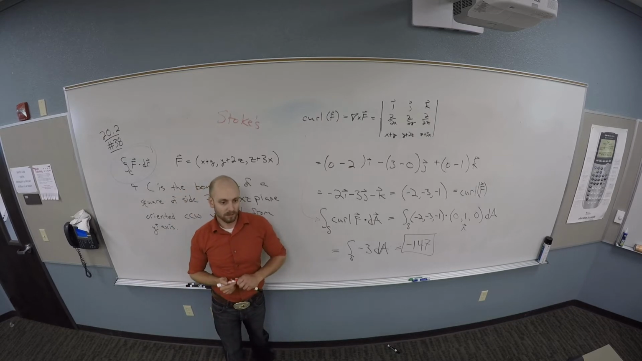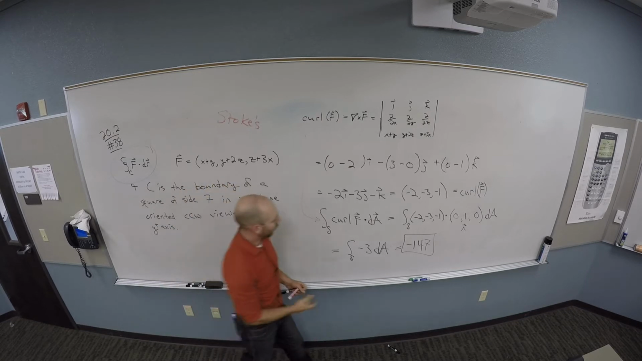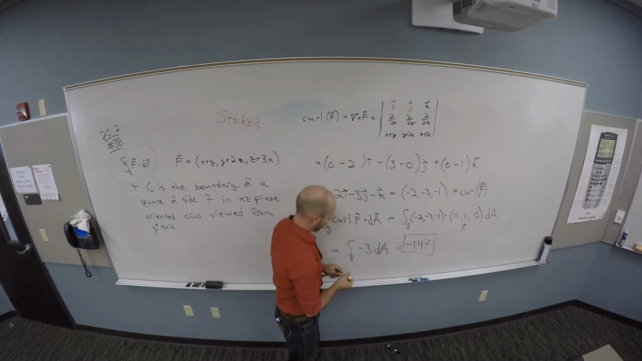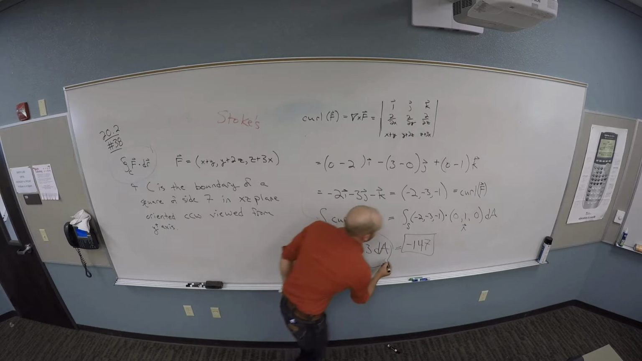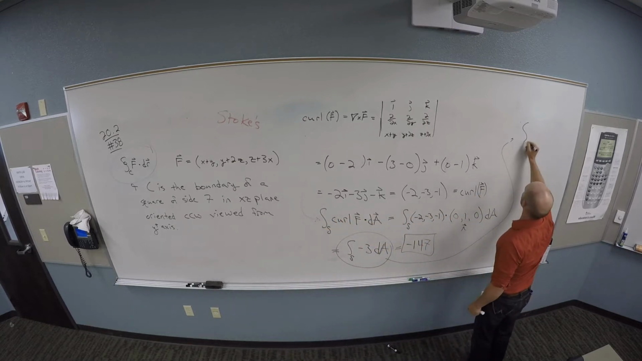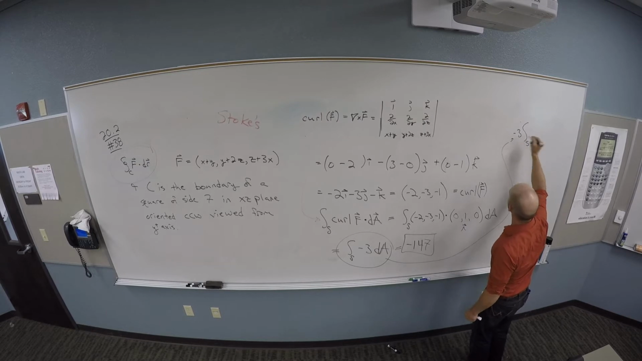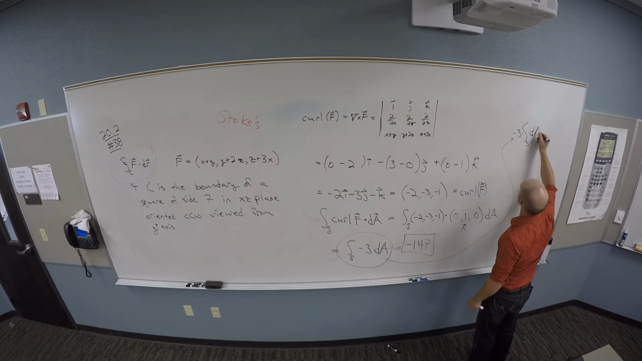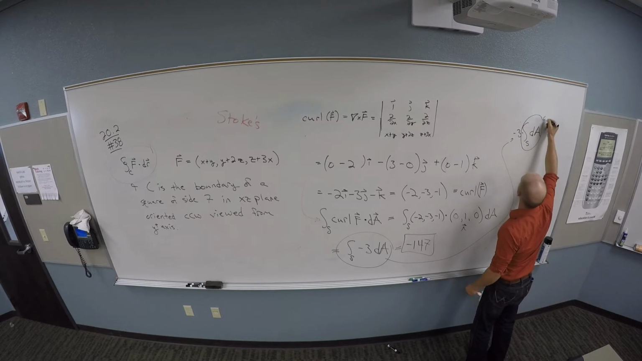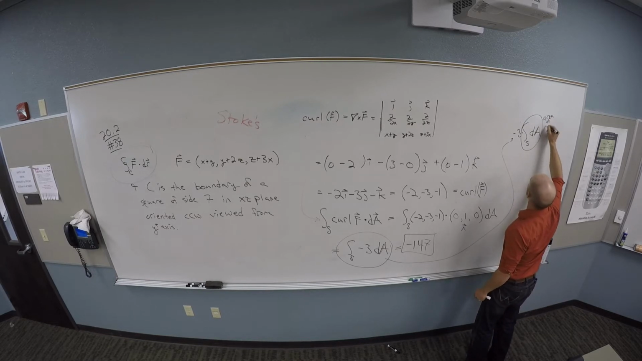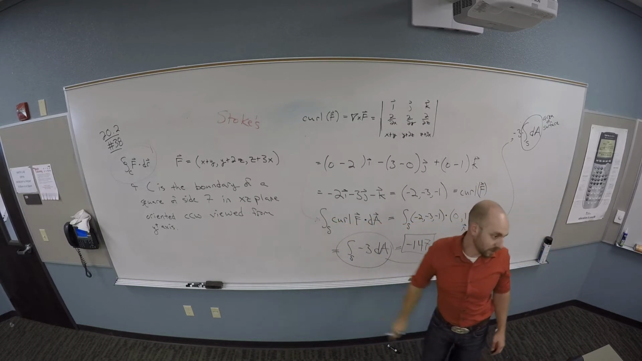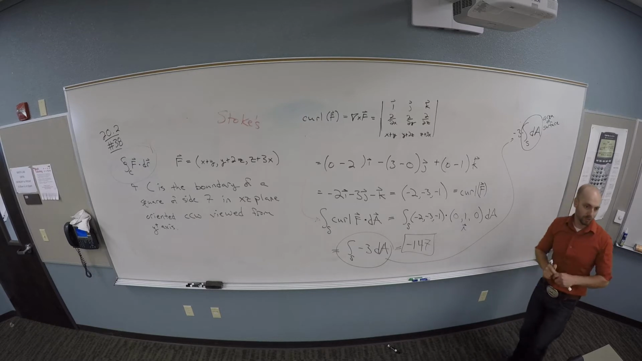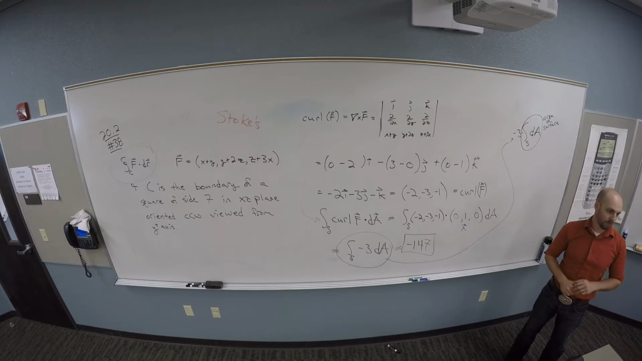How'd you get the -147 times? Oh, from here? So this is -3 times the integral over the surface of the area. This stuff is just the area of the surface. And my surface is a square of side length 7. Yeah, so it's the total area. So it just becomes this. You guys see that?